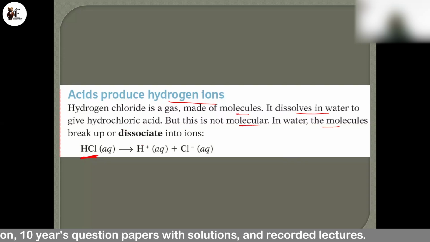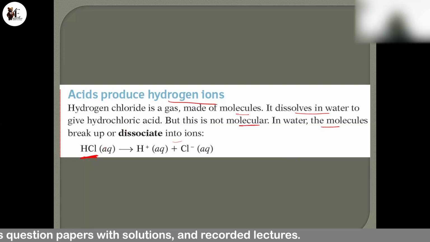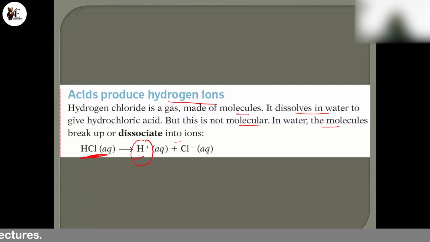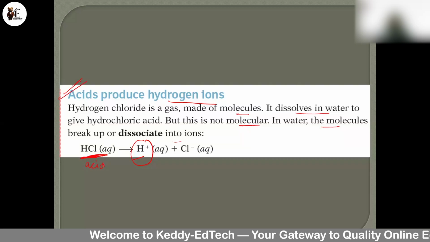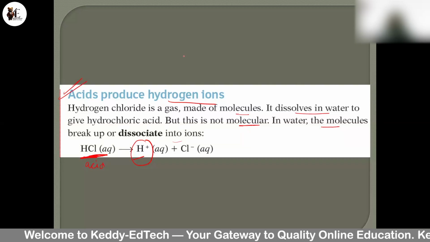But in water, it is not molecular. The molecules break up, or dissociate, into ions. So if you take aqueous HCl in water, it dissociates into ions and gives H+ ions in the solution. So by that we can know that HCl is an acid. Why? Because it dissociates to give H+ ions in the solution. That's why it is an acid. So you have to remember that acids produce hydrogen ions in the solution. Okay.